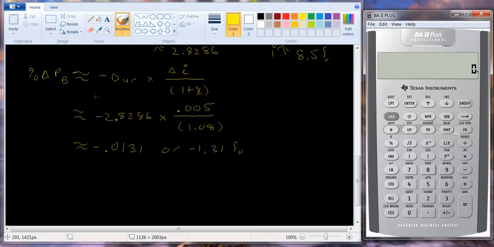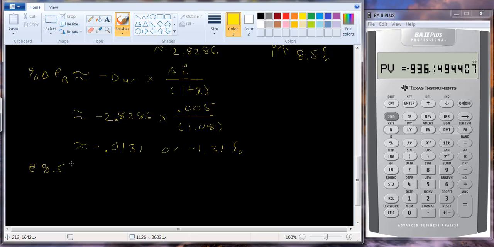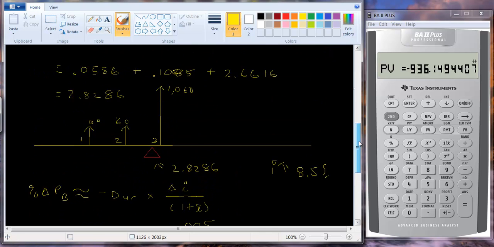So I'm just going to use my cash flow worksheet. I don't want to work out everything separately. And the bond is 3 years. Now we have an 8.5% interest rate. The coupon is still 60. The maturity value is 1,000. And we compute the price of the bond. So at 8.5%, the price of the bond equals $936.15. So the actual percentage change in the bond's price is going to be 936.15 minus the original price of the bond. Let's just scroll up there and see what that was. I think it was 948.46.